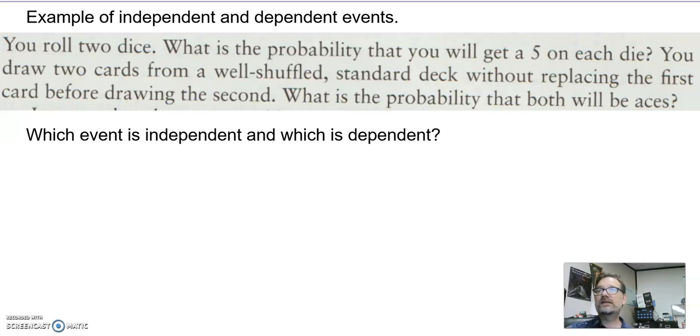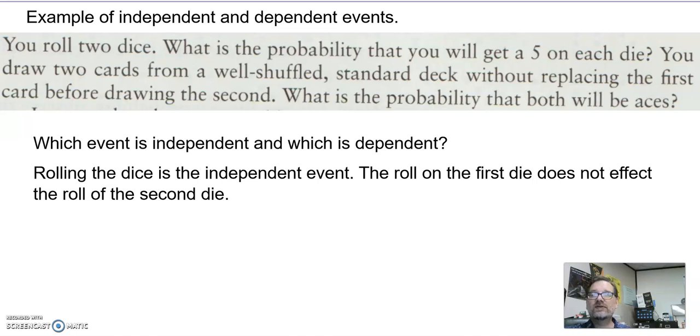So which of these is independent? Well, when I roll my dice, the first 5 never affects the second. The first roll doesn't affect the second roll. Dice do not have memory. I can roll the dice, and whatever I get has no effect on the second one, so that event would be independent. However, if I pull the cards out and don't put them back, now there are only 51 cards in the deck. If you did not know, there are normally 52 cards in a deck.